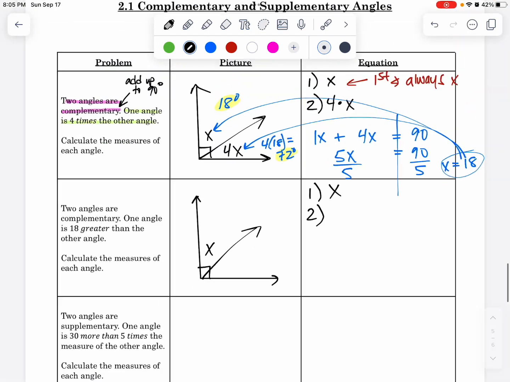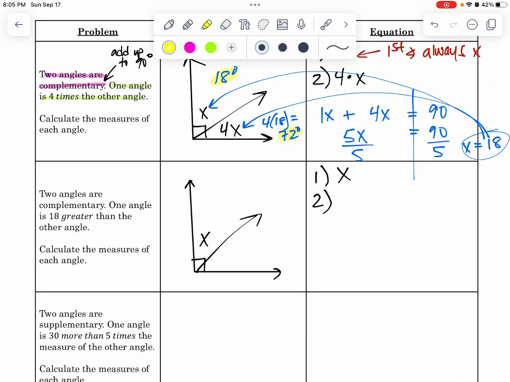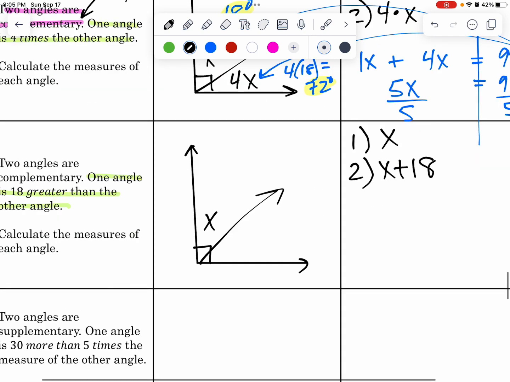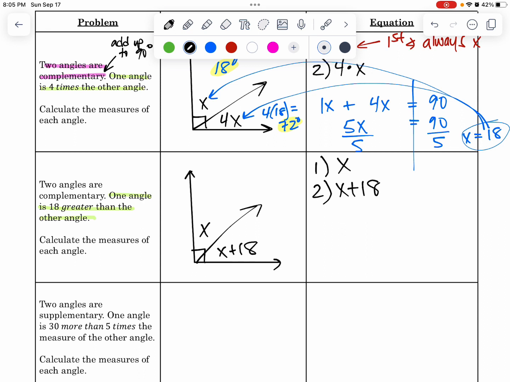in my picture too. Okay, now I need to read the words really carefully to be able to decide how to write the other expression. 18 greater. Okay, this one said 4 times. This one says 18 greater. I think that means x plus 18. Doesn't greater mean like more? And they actually told me how much more. They said 18 more, so I'm going to put that here. X plus 18. Super.